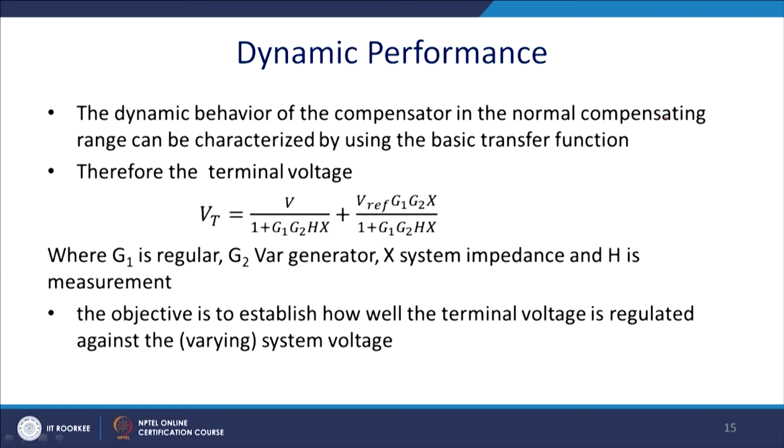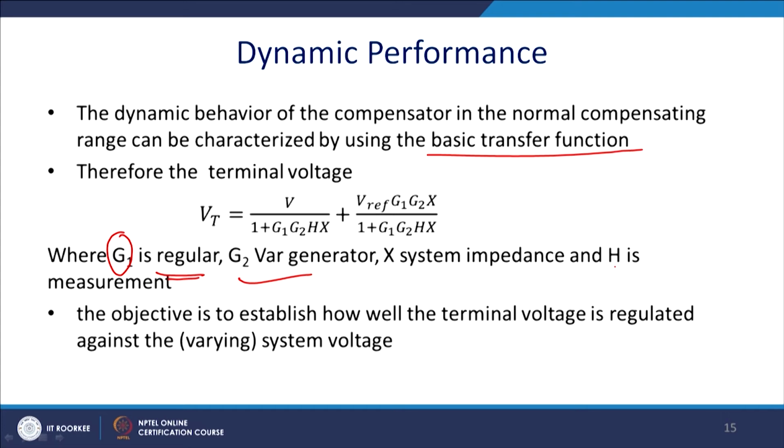The dynamic behavior of the compensator in the normal compensating range can be characterized by using a basic transfer function, and therefore, the terminal voltage Vt is (V1 + G1G2Hx + Vref G1G2x)/(1 + G1G2Hx). I am coming to it. So, where G1 is the regulator, G2 is the Var generator, and X is the system impedance, and H is actually the transfer function of the measuring devices.